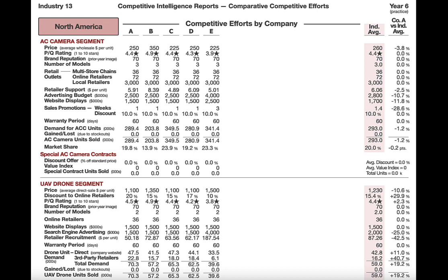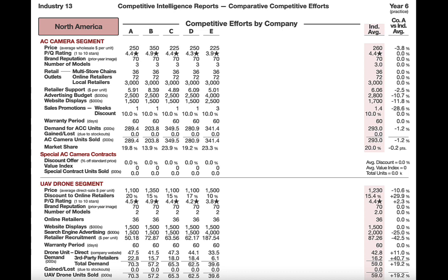As you can see, Team A is at $250 and 4.4 stars. Team B, 350 at 4.9 stars. Team C's 225, 4.4. D's 250 at 4.3. E, 225 at 3.9. So they do have a higher PQ rating. But then you still have to say, does it justify maybe $100 difference? Maybe.